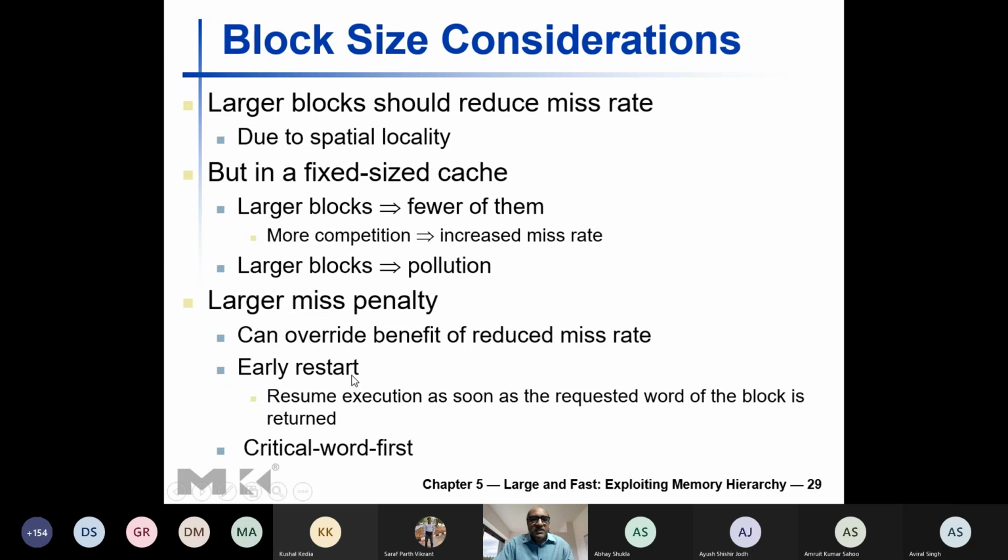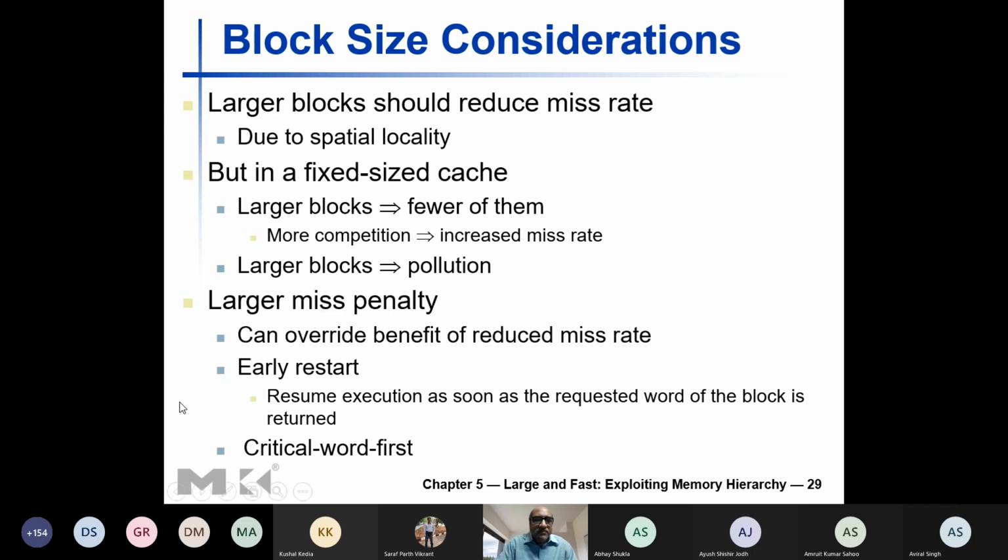Early restart means, suppose we have a block of, as I mentioned, 16 words, and a CPU reference has come. A particular word is required, but it is not present in the cache. Then we have to fetch the block which contains that word. When fetching that block, a lot of miss penalty is involved, because there are 16 words, each word has to be brought in and the entire block is to be placed. Only then will the CPU be allowed to fetch the desired word.